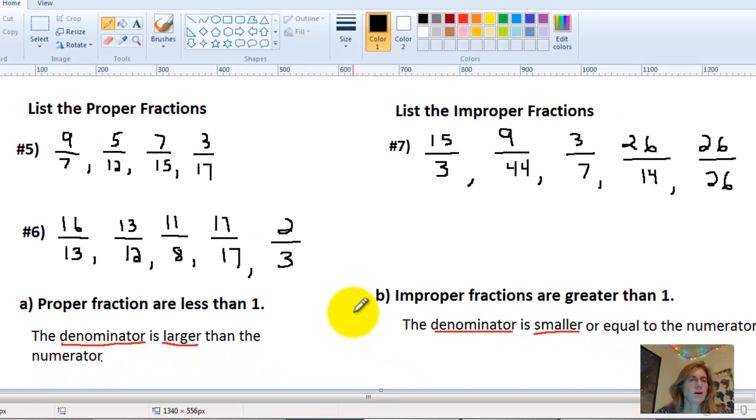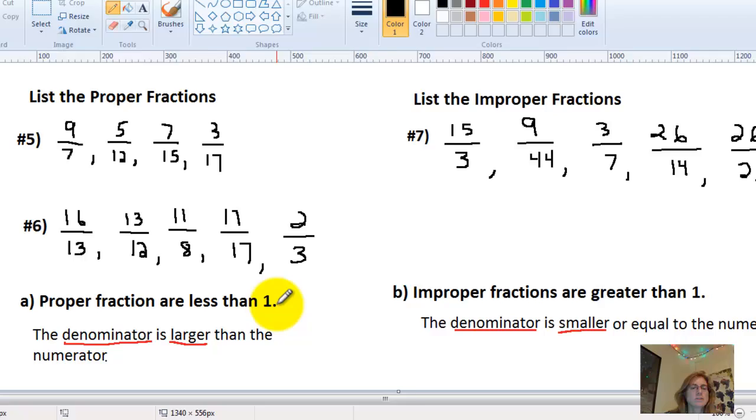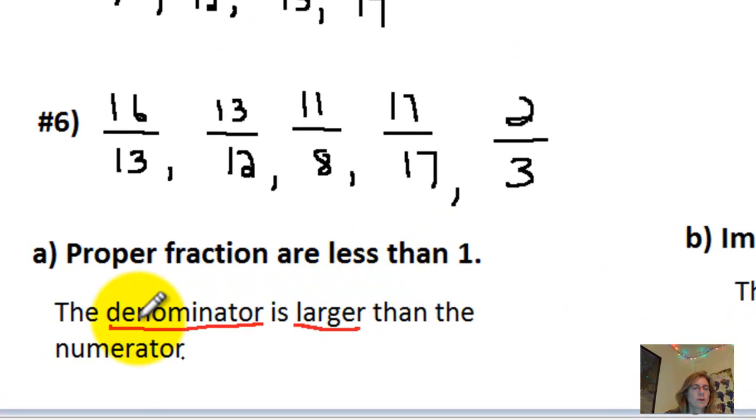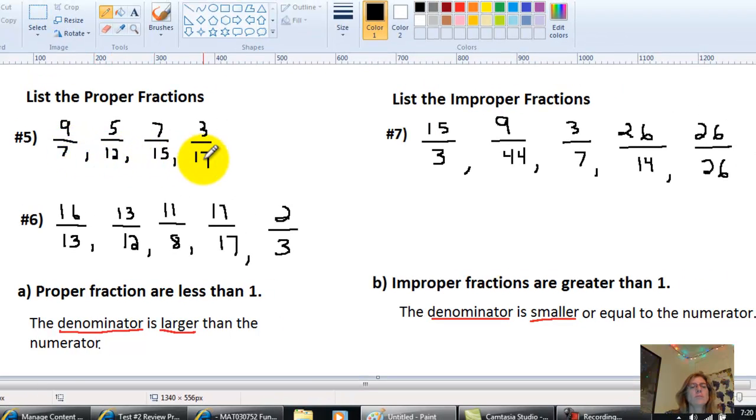Okay, so I've copied the problems over here. To find proper fractions, we have to understand what a proper fraction is. Proper fractions are less than 1, so they're going to be only parts of a whole. Another way to see that in a fraction is the denominator is larger than the numerator. So the denominators, the numbers on the bottom, have to be larger than the numerators for it to be a proper fraction. So let's circle all of the proper fractions.